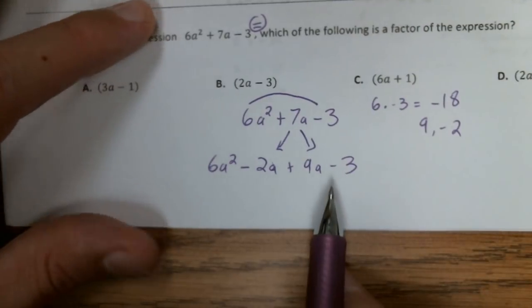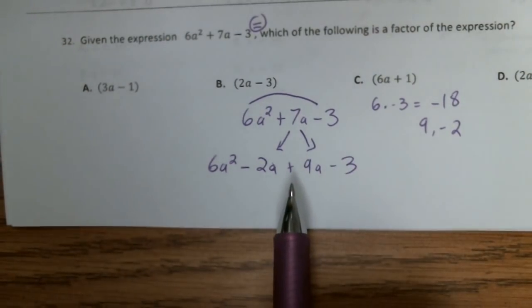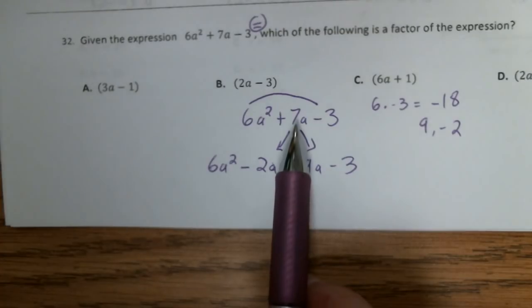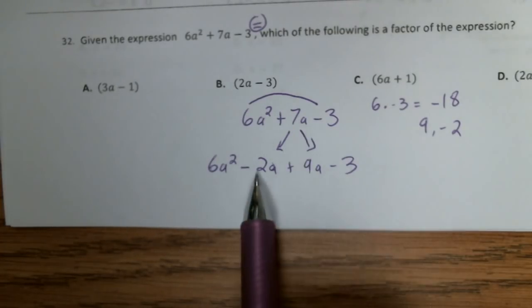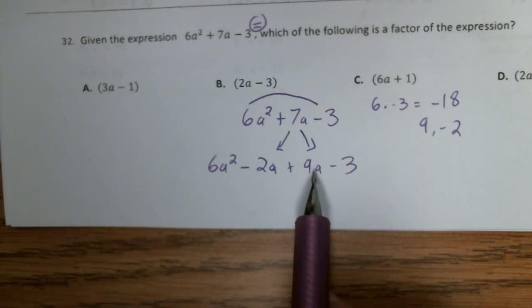So look what I did. Let me just stop for a minute. This is the whole gist of the curtain thing. All I did, guys, was I took 7a and I broke that down into negative 2a plus 9a.